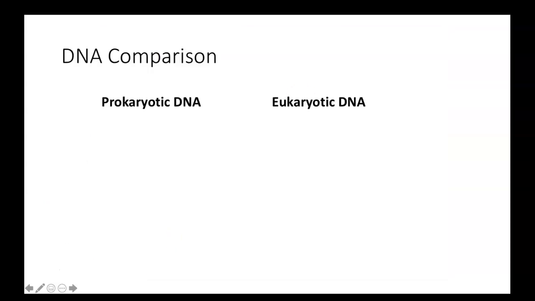All right, let's compare DNA between prokaryotes and eukaryotes because there is a big difference. Remember, prokaryotes are your bacteria that don't have a nucleus. They're very simple, no membrane-bound organelles. Eukaryotes do have a nucleus and do have membrane-bound organelles. The one thing they do have in common is that DNA is double-stranded in both.